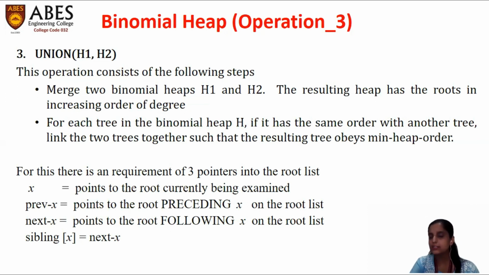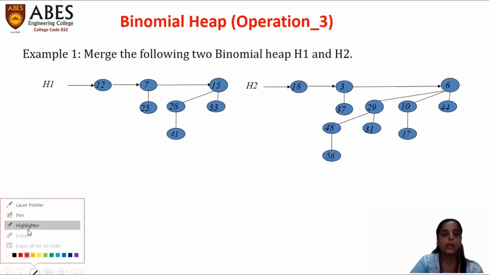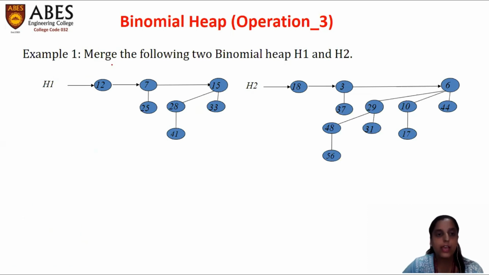We'll understand this operation with the help of an example, because that's the most efficient way of understanding any concept. Okay, so for example, we have two binomial heaps, H1 and H2. Now I want to merge these two binomial heaps into one binomial heap, denoted by H. First of all, I have to calculate the degree of each binomial tree. In order to do that, I have to count the child nodes of every root node.